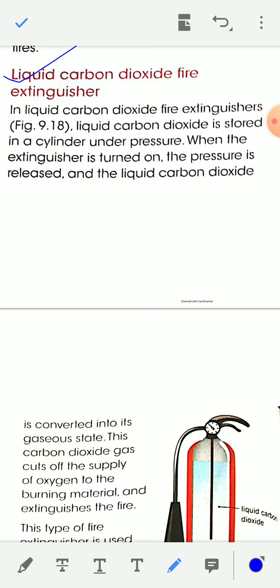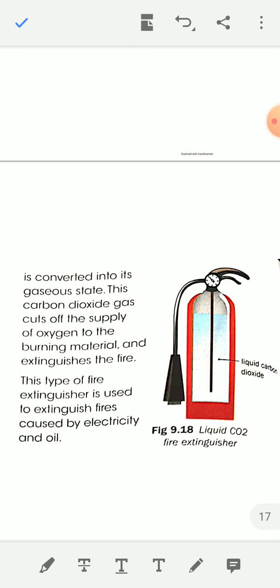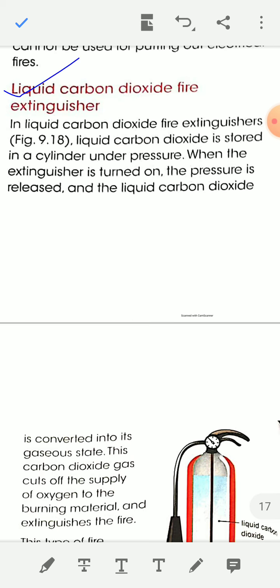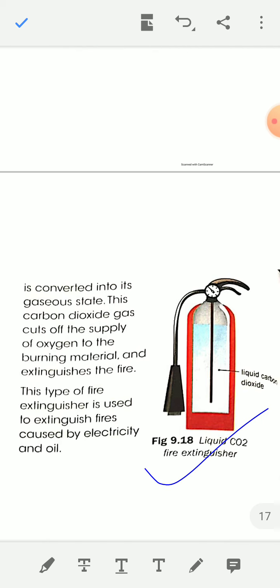And last, the liquid carbon dioxide fire extinguisher. In the liquid carbon dioxide fire extinguisher, liquid carbon dioxide is stored in a cylinder under pressure, and the cylinder looks like this. When the extinguisher is turned on, the pressure is released and the liquid carbon dioxide is converted into its gaseous state, and this carbon dioxide gas cuts off the supply of oxygen to the burning material and extinguishes the fire.